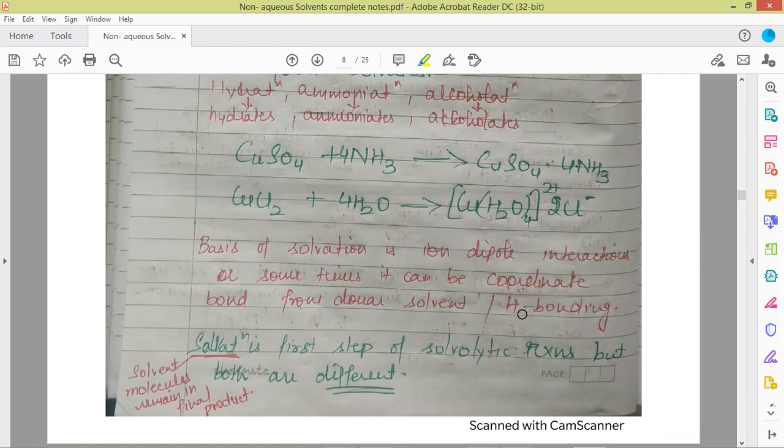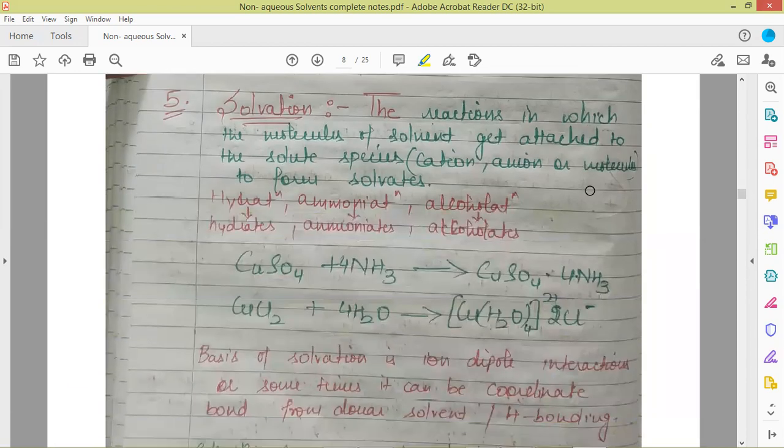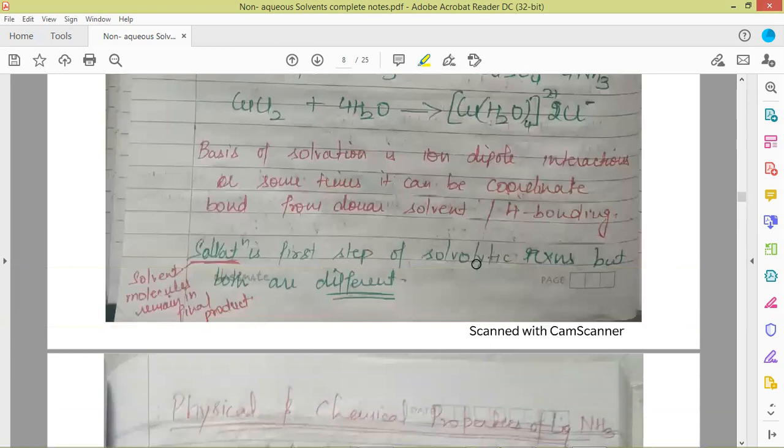is actually ion-dipole interactions, or sometimes it can be coordinate bonds from the donor solvent, or sometimes hydrogen bonding, as hydrogen bonding itself is a special case of ion-dipole interaction. So we can call solvation the first step of solvolytic reactions. If we look back at the solvolytic reaction, the solute molecule has first coordinated with the solvent molecules and formed a coordination pair, and then the coordination pair must have broken and given these two species.